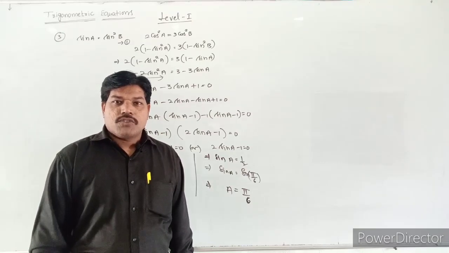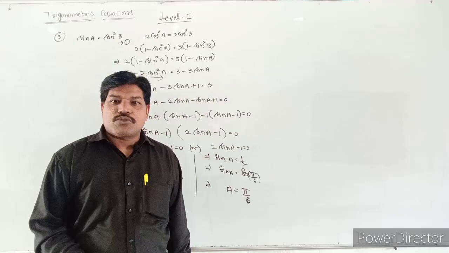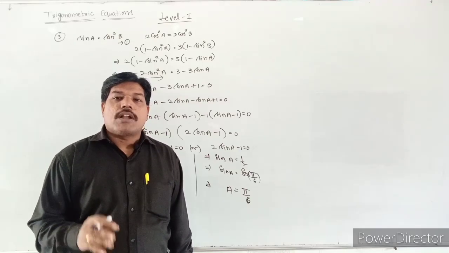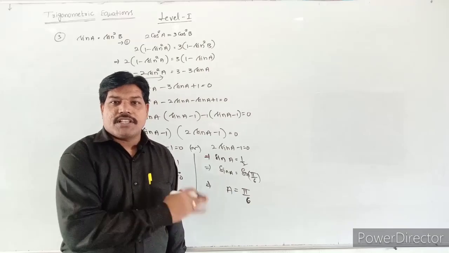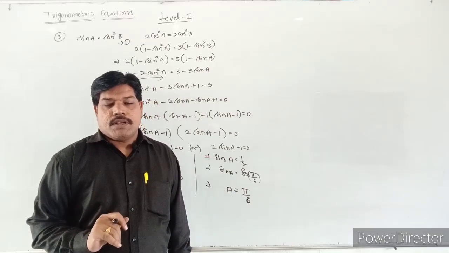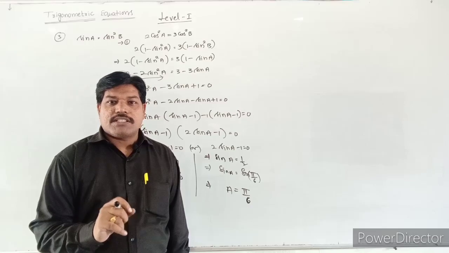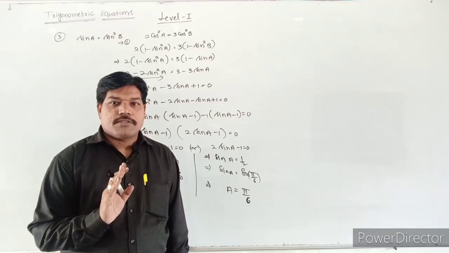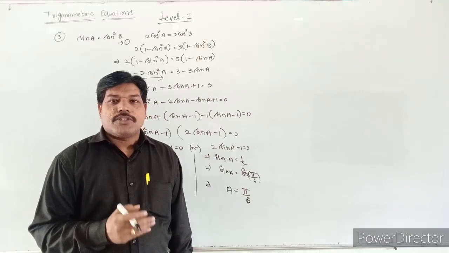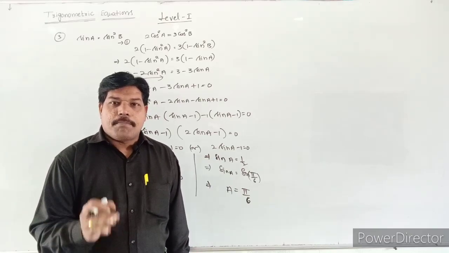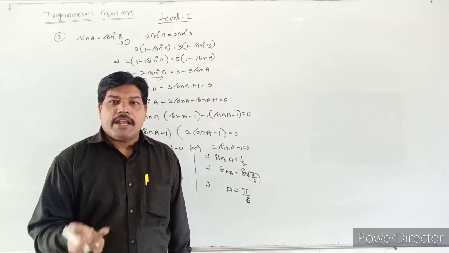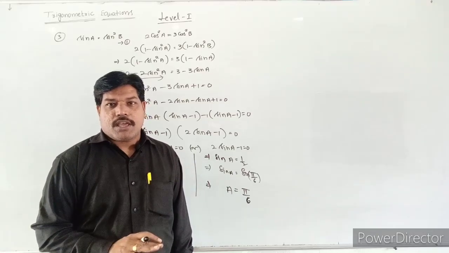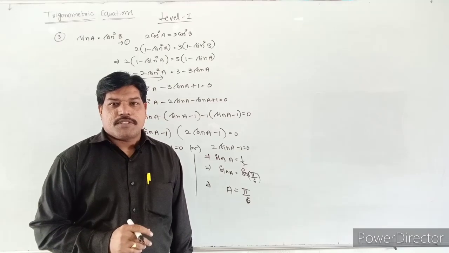Do you understand that? If they ask for the general solution, what will we write, students? A is equal to n pi plus minus 1 power n into alpha, where alpha is pi by 6. What is the principal solution? A is equal to pi by 6. What is the general solution? A is equal to n pi plus minus 1 power n into alpha, alpha is pi by 6, n belongs to Z. Here they are asking only for the principal solution.